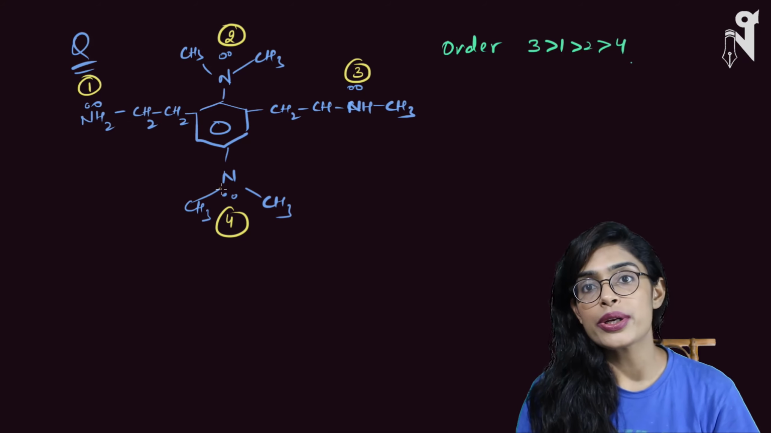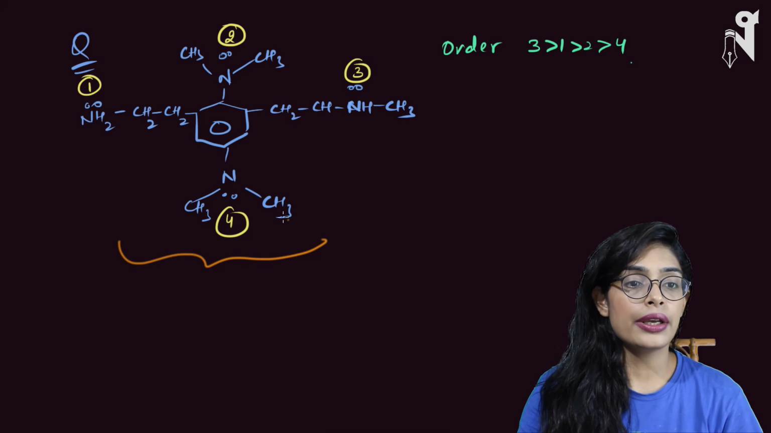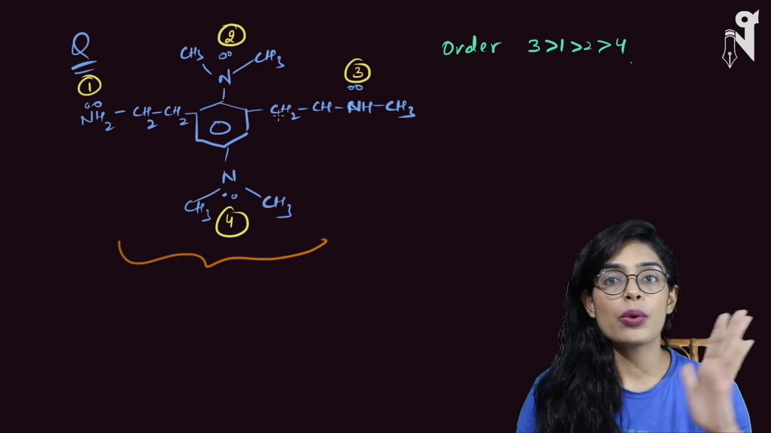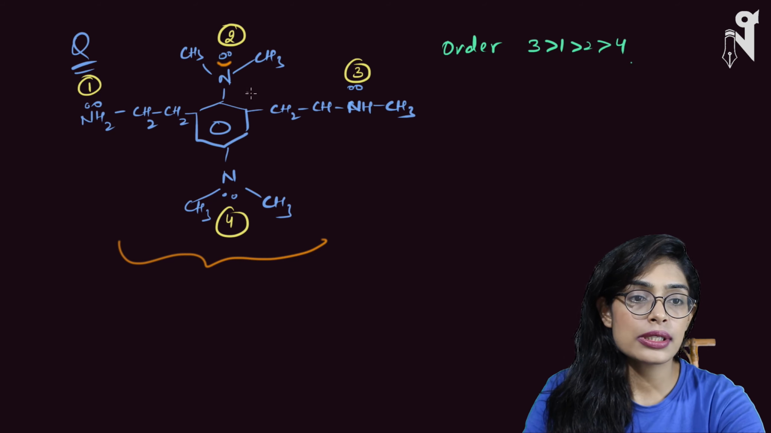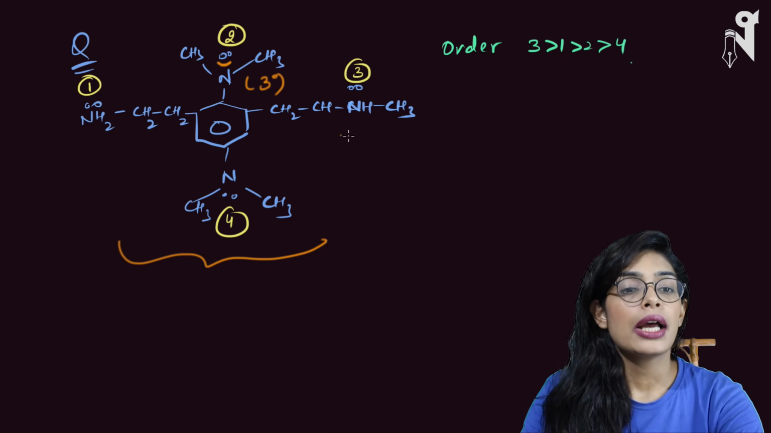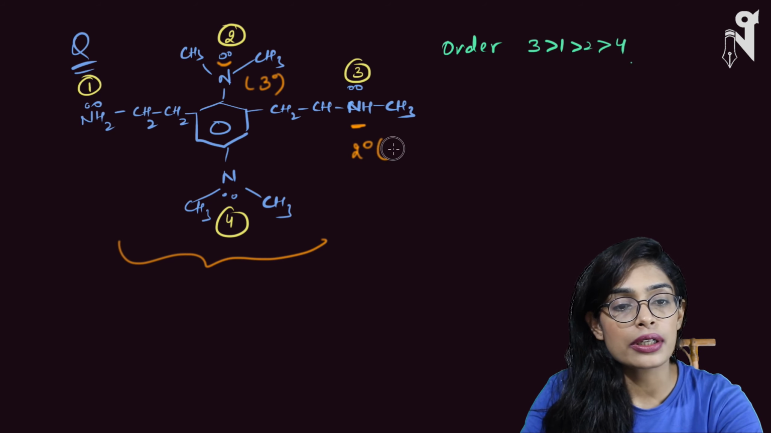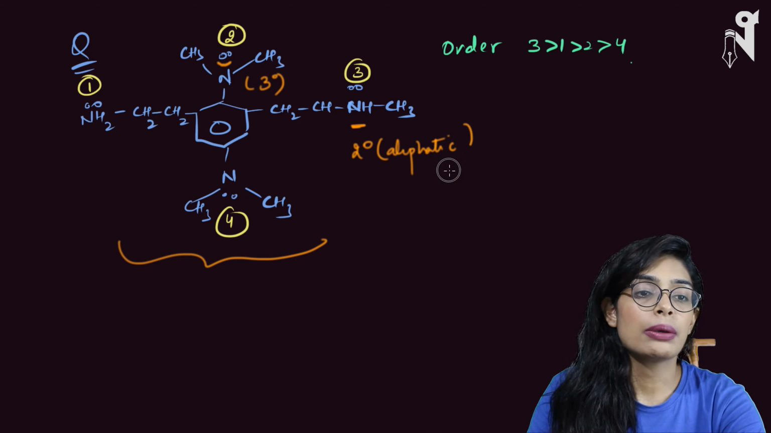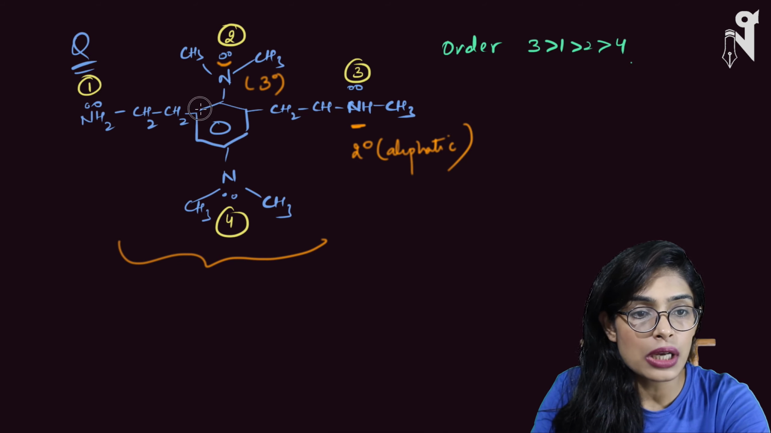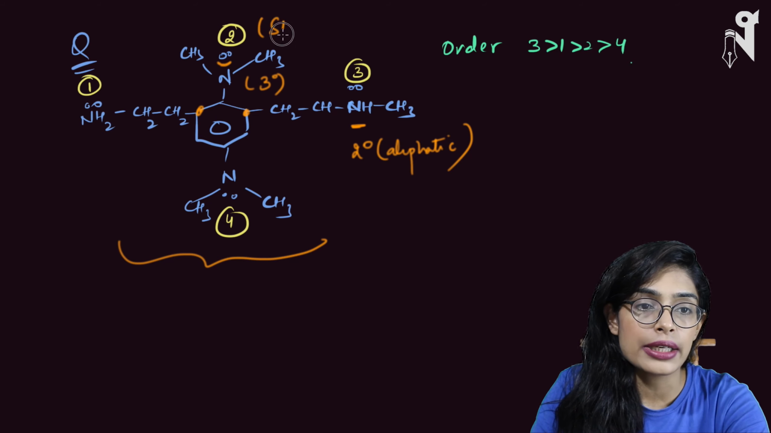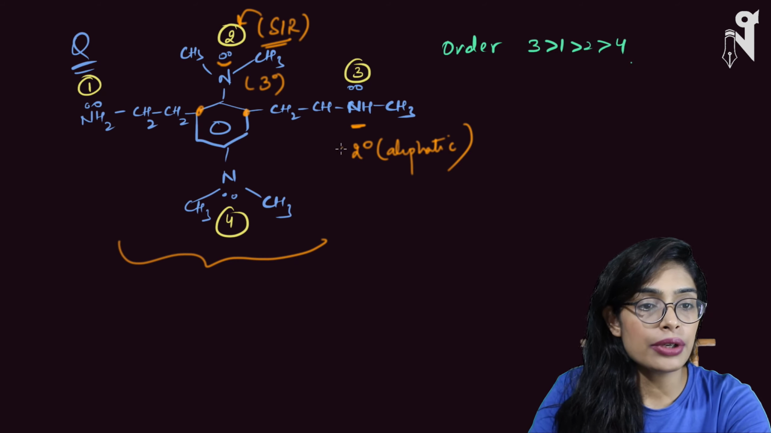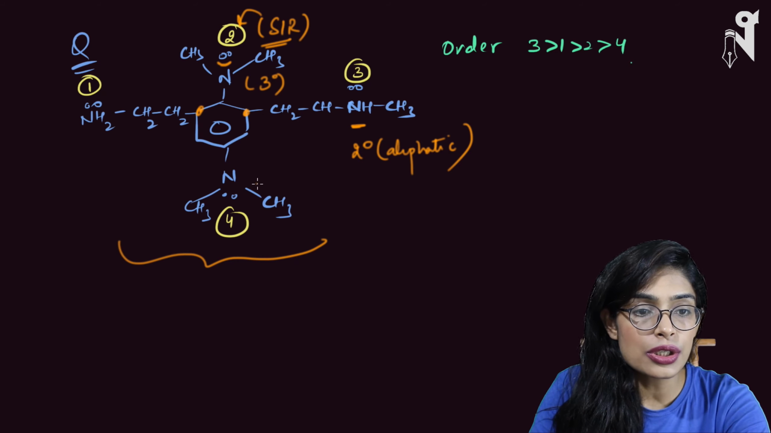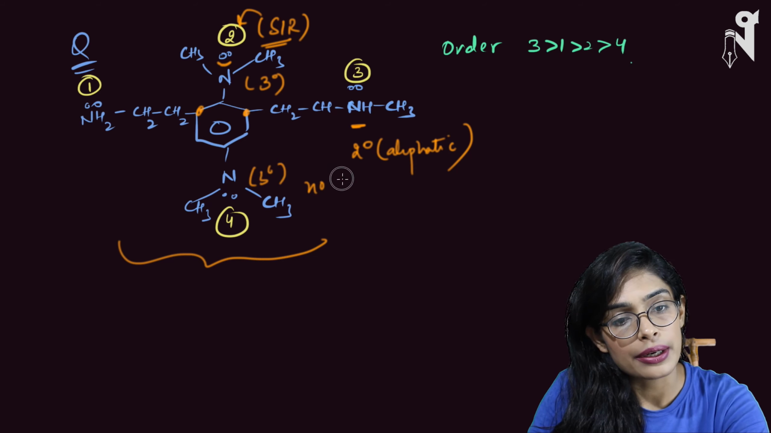Next, let's talk about the last question of the day. Here we have four nitrogens. I have marked them 1, 2, 3, 4, and we have to arrange them according to their basic strength. This is your third degree aromatic nitrogen, and here you have a second degree aliphatic nitrogen. Now these groups are on the ortho position, so this nitrogen is facing SIR, this one is facing SIR. Here this is secondary, here this is tertiary, but without SIR.